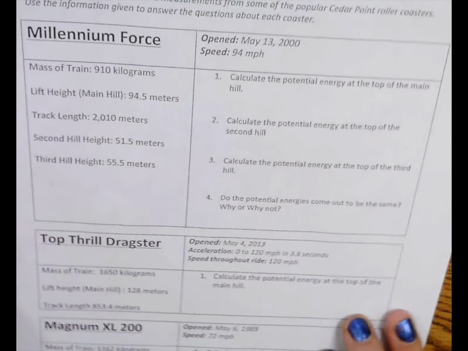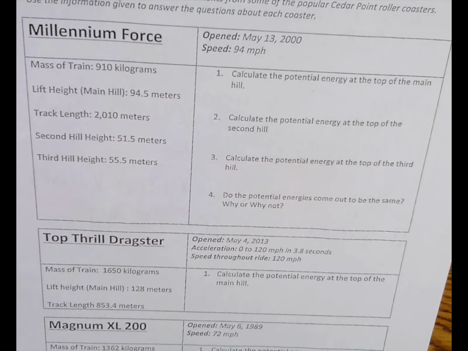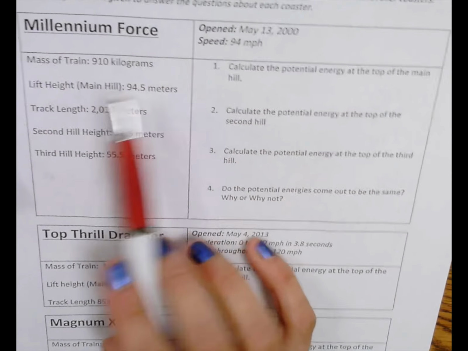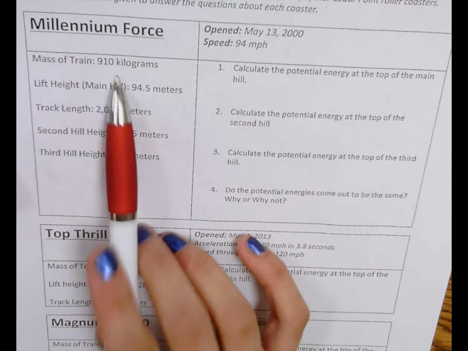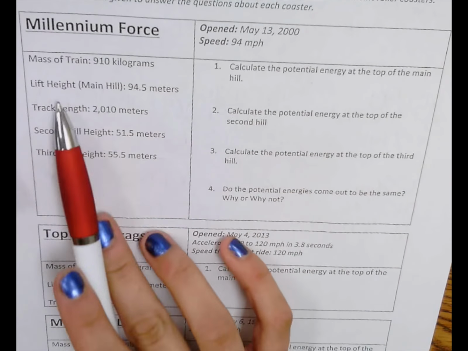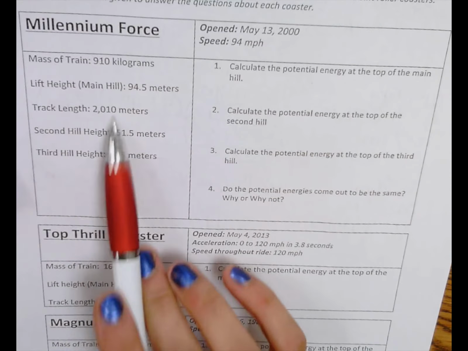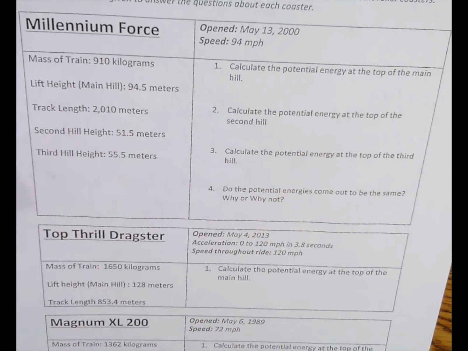Let's go ahead and flip it on the back. I'm going to do 2 of these problems, okay? These look a little bit intimidating at first, but once you go through them, you're going to realize they're just the exact same as what we did on the front, okay? So we have the Millennium Force, and its mass is 910 kilograms. The lift height of the main hill is 94.5 meters, and there are the track length, the second hill height, and the third hill height. So calculate the potential energy at the top of the main hill.